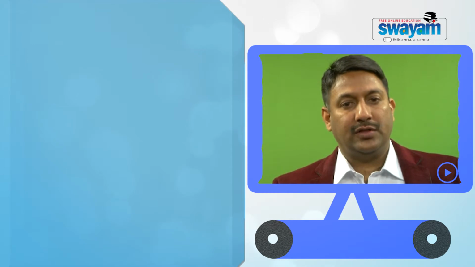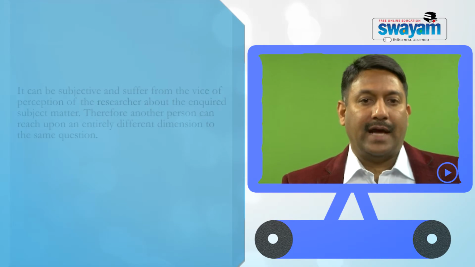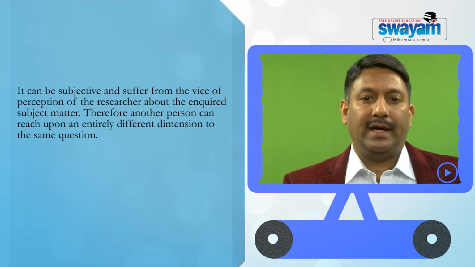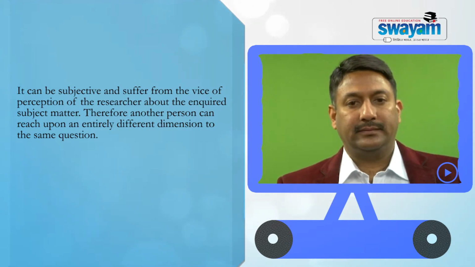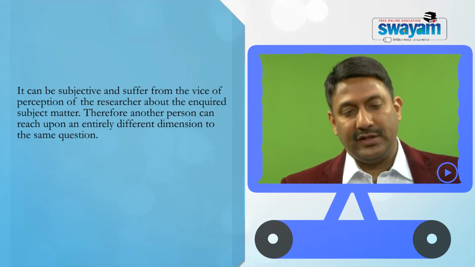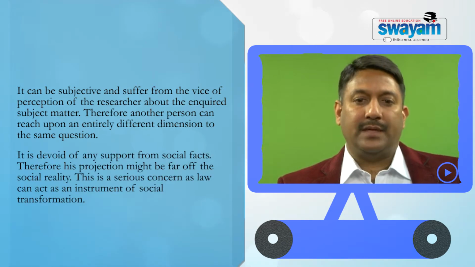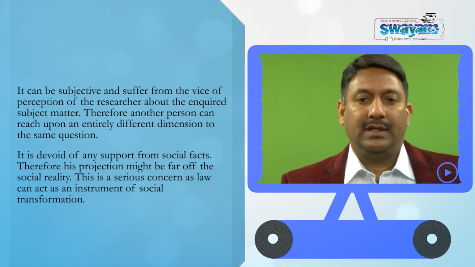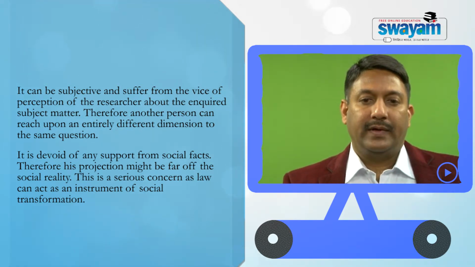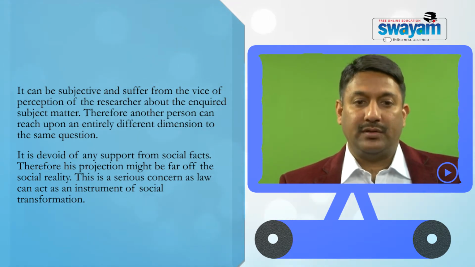But there are certain limitations of doctrinal method. The first limitation is that it can be subjective and suffer from the vice of perception of the researcher about the required subject matter. Therefore, another person can arrive at an entirely different dimension to the same question. Further, it is devoid of any support from social facts. Therefore, his projection might be far off the social reality. This is a serious concern, as law can act as an instrument of social transformation.